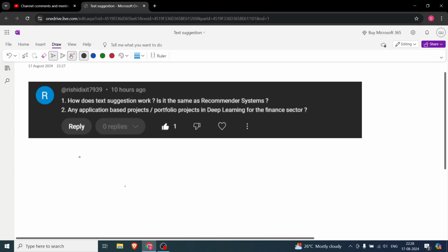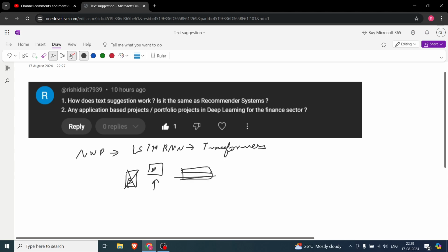Text suggestion is basically next word prediction. Either you use LSTM, RNN stuff, or more importantly, now they use transformers. As I said, a transformer has an encoder and a decoder. You throw out the encoder, you only take the decoder, you stack a couple of layers of decoder, and then you give it "hi, how, r, dash" and the model has to predict.